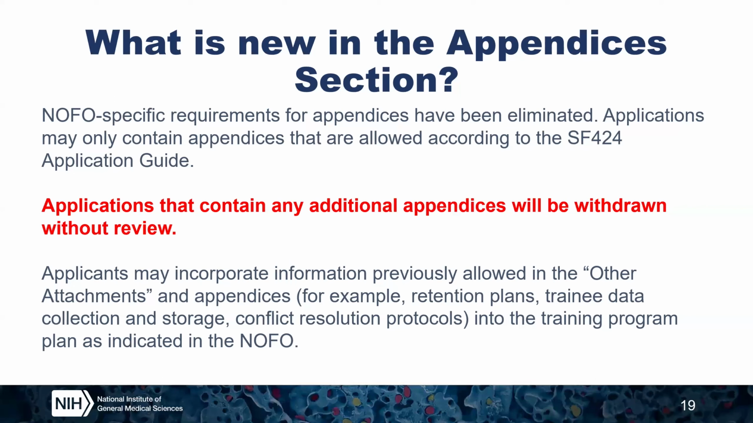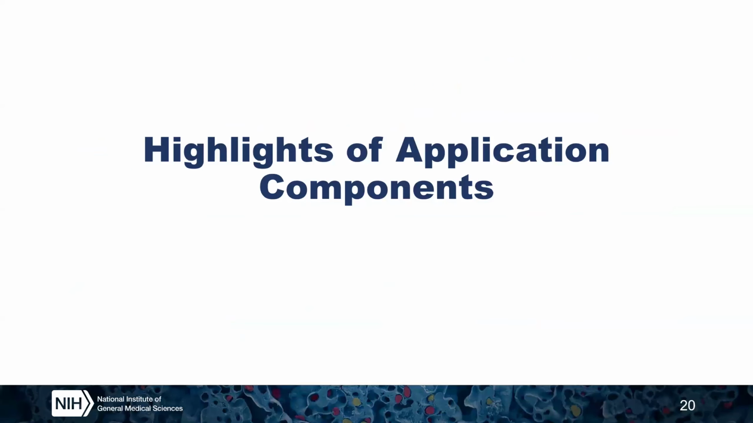Applications may incorporate information previously allowed in the other attachments or appendices in the training program plan as indicated in the NOFO. And some of these other attachments and appendices information that was asked for before related to the retention plans, trainee data collection and storage, conflict resolution protocols as a few examples. Next, I'm going to review some of the aspects of the SF424 and some application components.